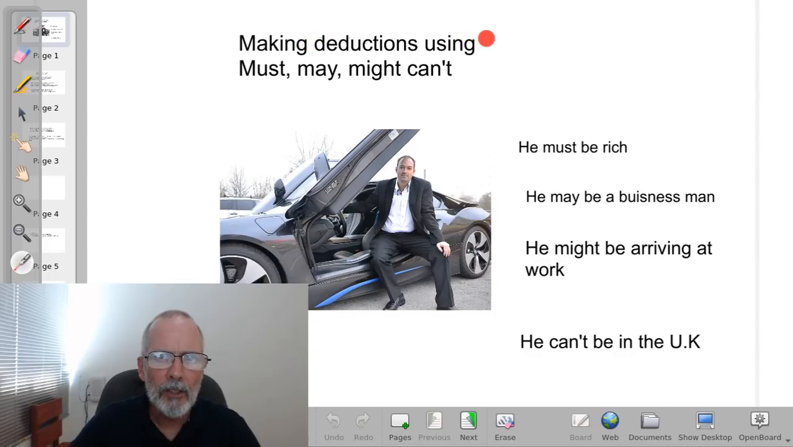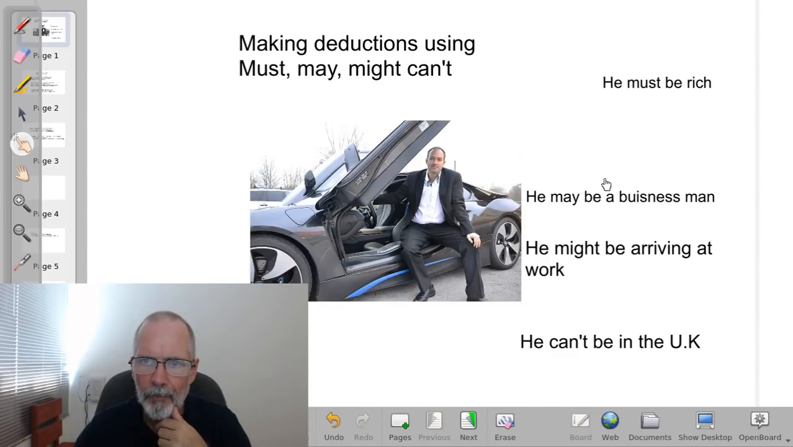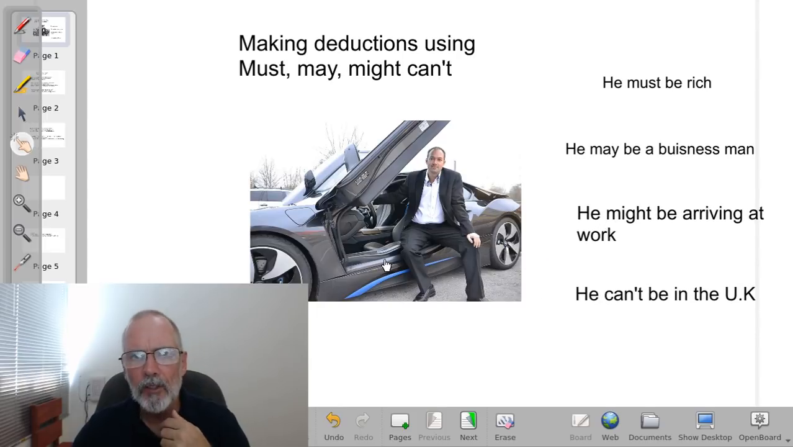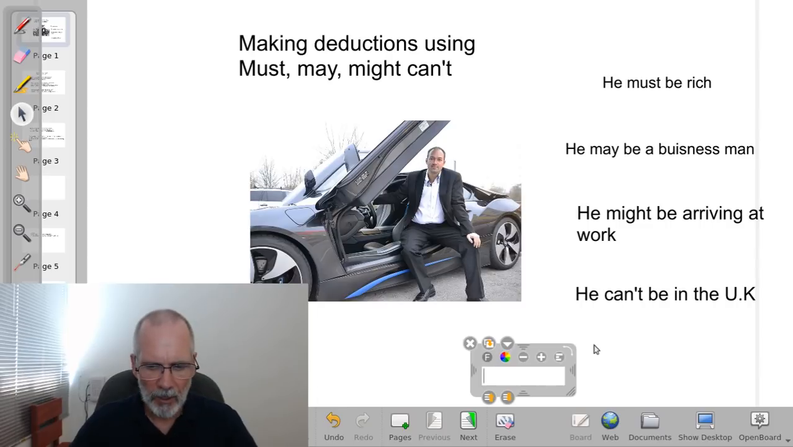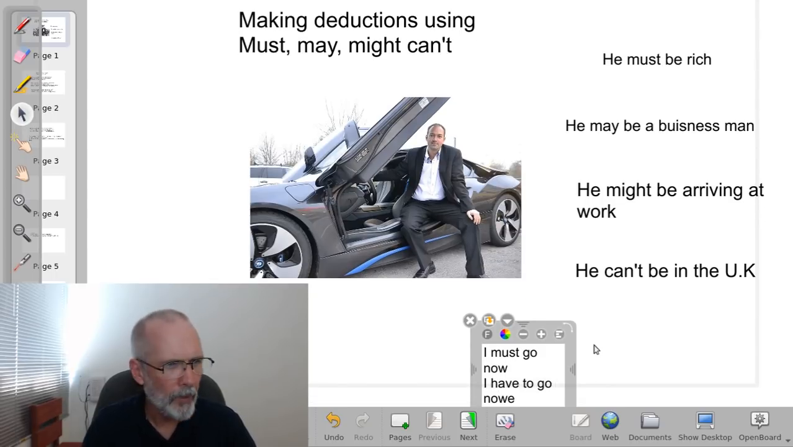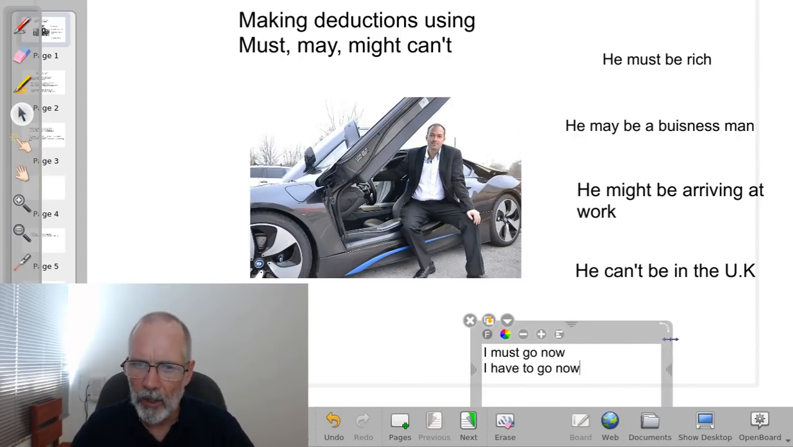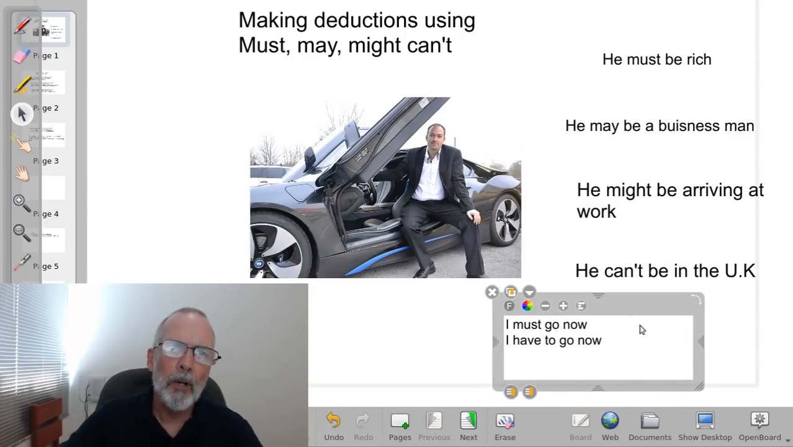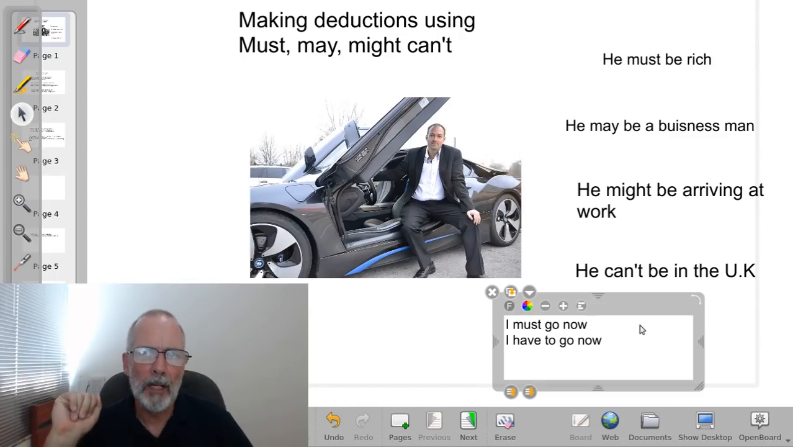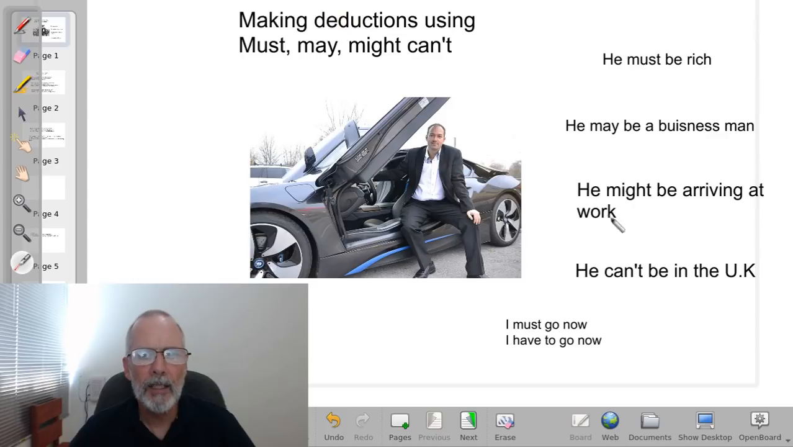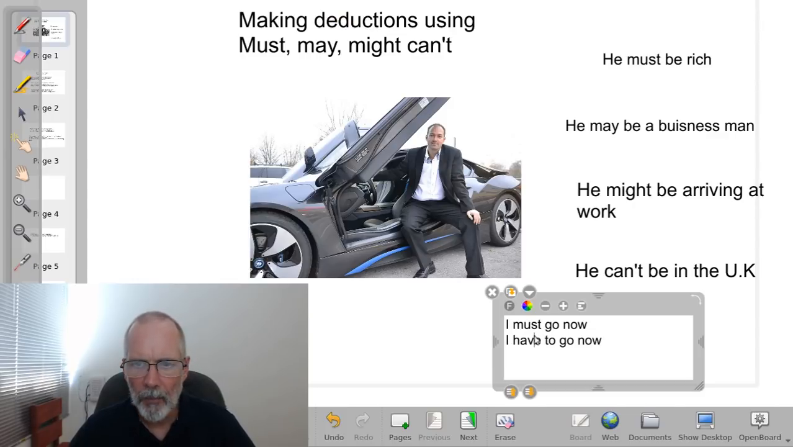Here we have making deductions using must, may, might, and can't. These are all modal verbs. In the last class we saw must and have to. We saw that we can use must to talk about obligation. For example, I must go now, which is synonymous with I have to go now. In these sentences, the modal verb must is being used for obligation. But in this class today, we're going to be looking at another use of must: using must to talk about making deductions.